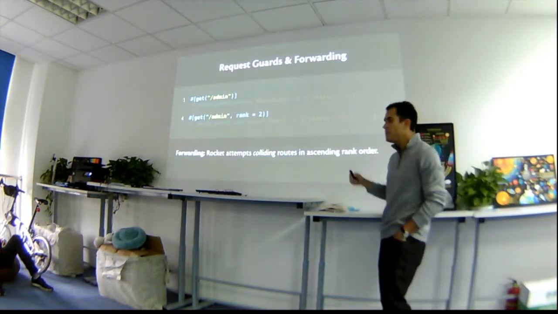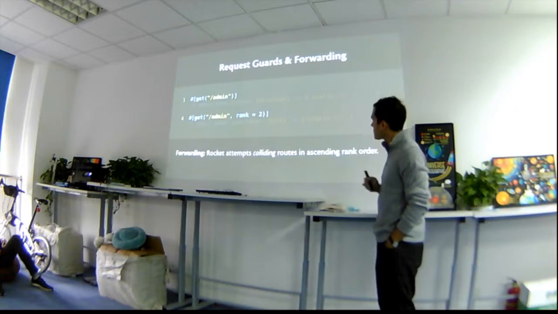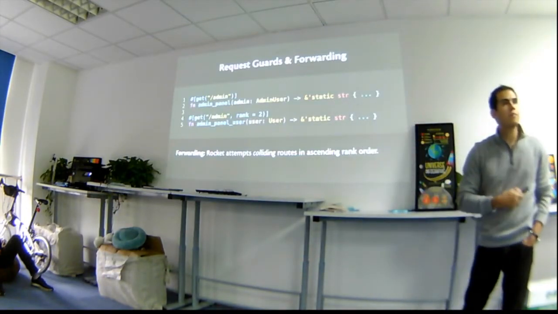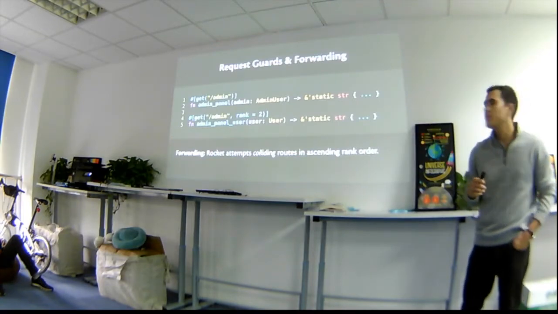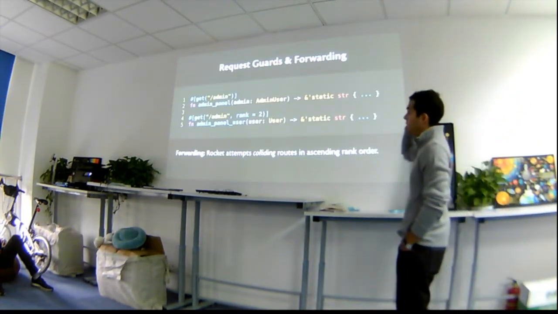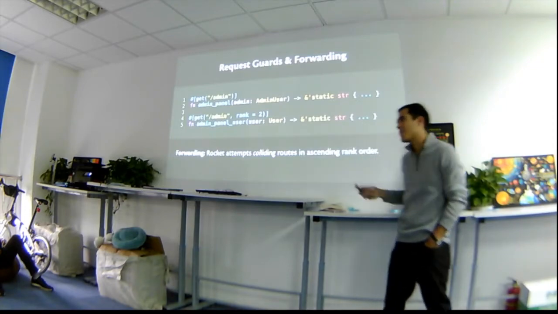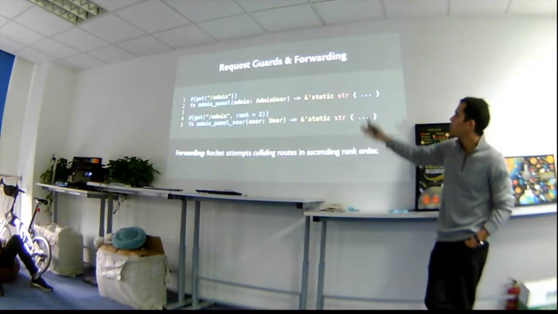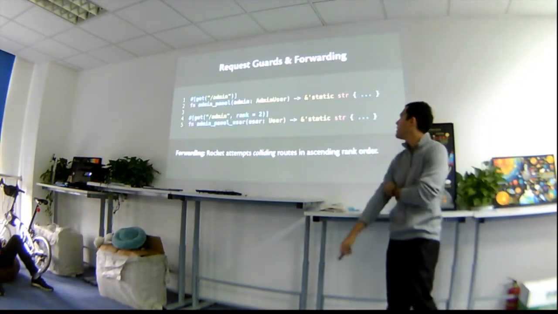Okay, so Rocket will try the route at the top first because that has a lower rank. By default, this route will have a rank of -2 or something like that. I forgot what it is. I think it's -2. And then it'll try the next highly ranked route, which is the route at the bottom there. So what's happening here?